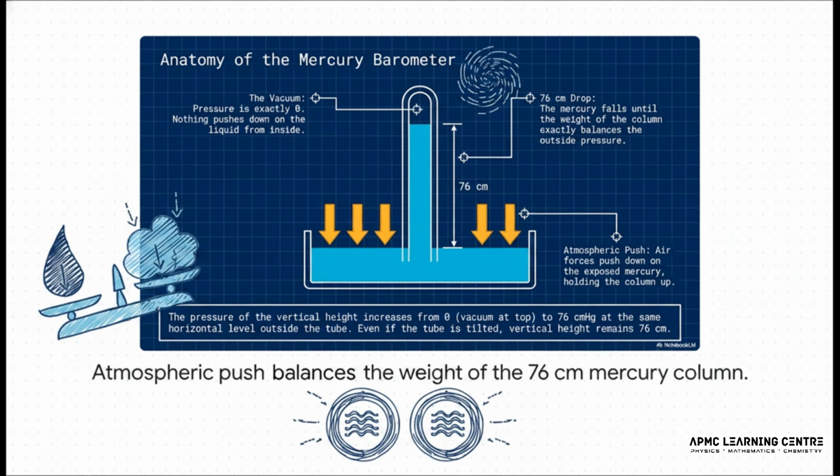Picture this. You've got this open pool of mercury. The atmosphere, our air ocean, is constantly pushing down on the surface of that pool. And that downward push is exactly strong enough to hold up that 76-centimeter column of mercury inside the glass tube. And here's the clever part. At the very top of that tube, there's a vacuum. No air, which means no pressure. So there's nothing pushing back down from inside the tube. It's a perfect, visible scale, with the air on one side and the mercury on the other.